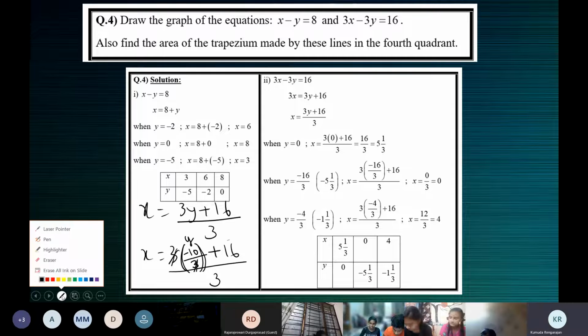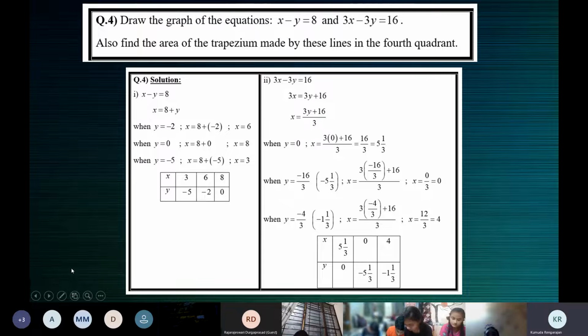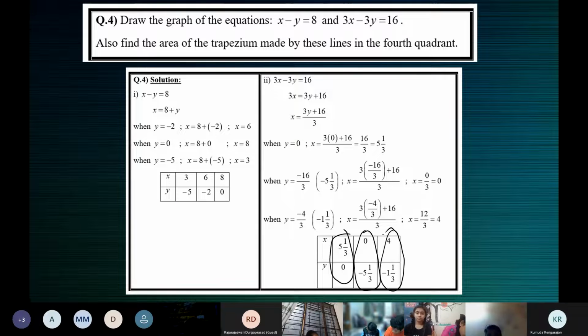So like this, we take values for y and find the corresponding values of x. And so I told you, children, 1 by 3 means 5.3. You have to plot 5.3, 0, minus 5.3, and 4, minus 1.3.